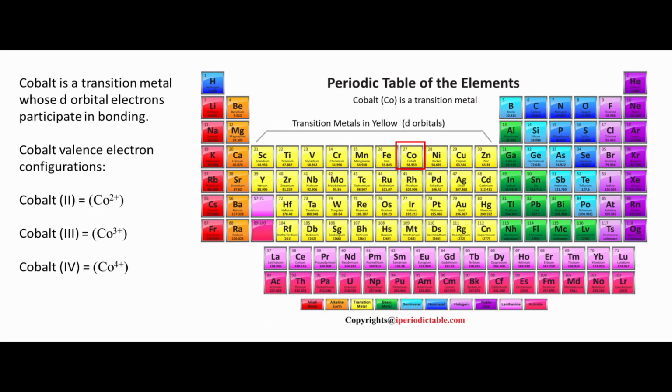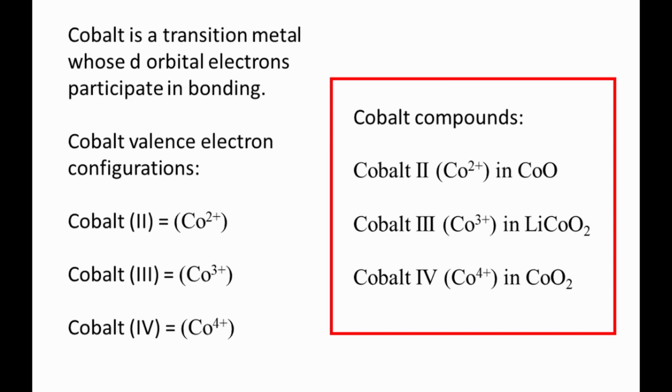So, while we would expect from its position in the periodic table that cobalt would want to give up its 4s electrons, and that it would have a cobalt-2 valency, Co2+, the fact is that cobalt-3 and even cobalt-4 exist when the d orbitals contribute to the cobalt valence states. Cobalt-3 exists in the Co3+ valence state in the cathode compound LiCoO2. Cobalt-4 exists in the Co4+ valence state in the cathode compound CoO2.